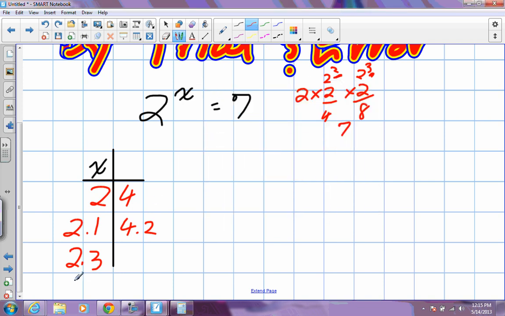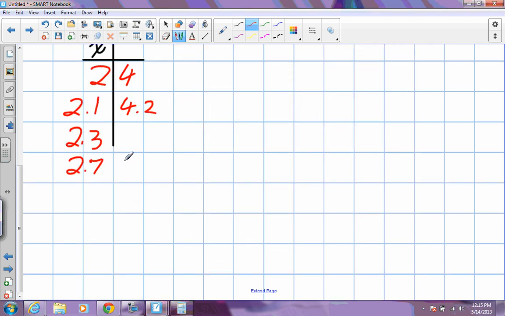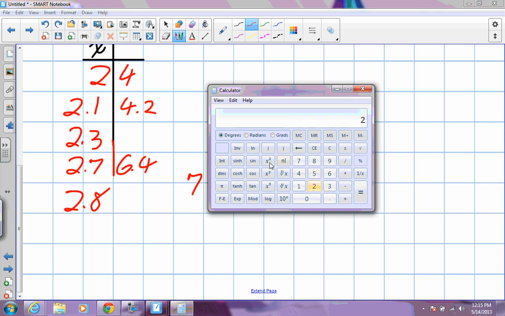So let's jump up again, maybe 2.7, you think? All right, let's give that a try. 2 to the power of 2.7. 6.49. Okay, that's a good estimate. That's close to our value of 7. Let's try 2.8. 2 to the power of 2.8. Oh yeah, 2.8 is really close.